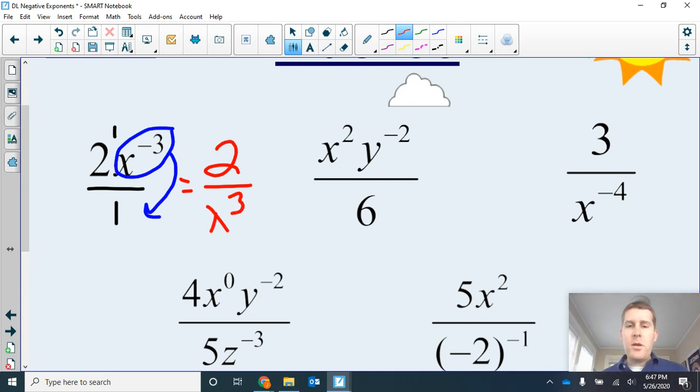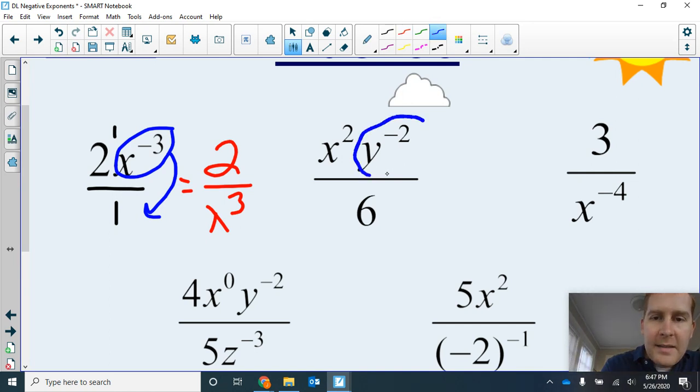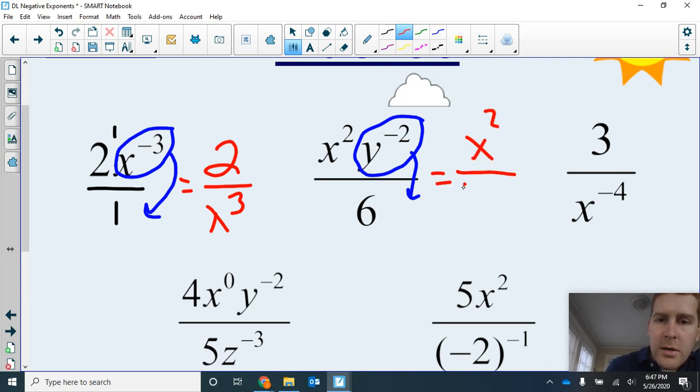Okay, second one. All right, what's the problem with the second one? Well, I noticed that I have a y to the negative 2nd. I want to fix that so it's not negative in my numerator. Let's bring that into my denominator. So that would simplify to x squared, which was fine, it had a positive exponent, over 6y squared.